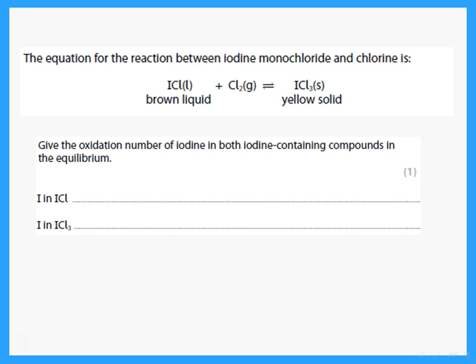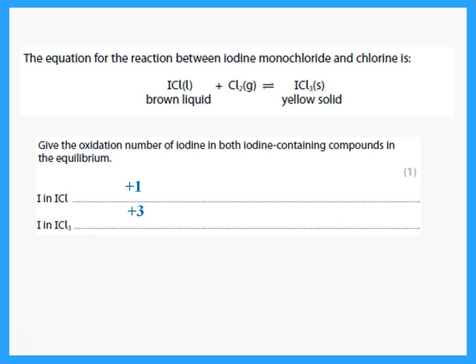Now, in ICl, again, let's remind ourselves that if I have two group 7s together, the one that is more electronegative is the one that will be -1. So actually the iodine here, and we said overall a neutral compound is 0, so the iodine here is +1. In ICl3, each chlorine is -1, so I have 3 of them, so that is -3. The overall is 0, so iodine must be +.